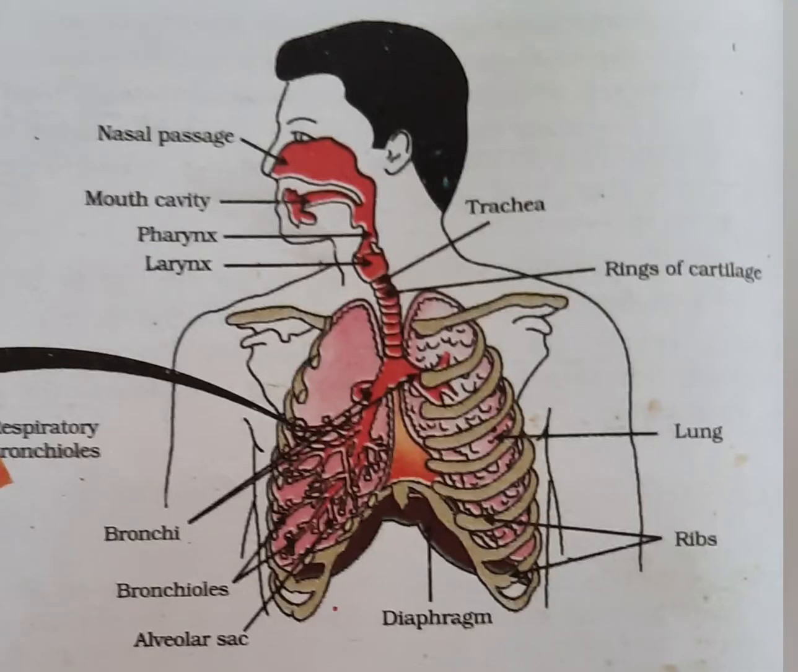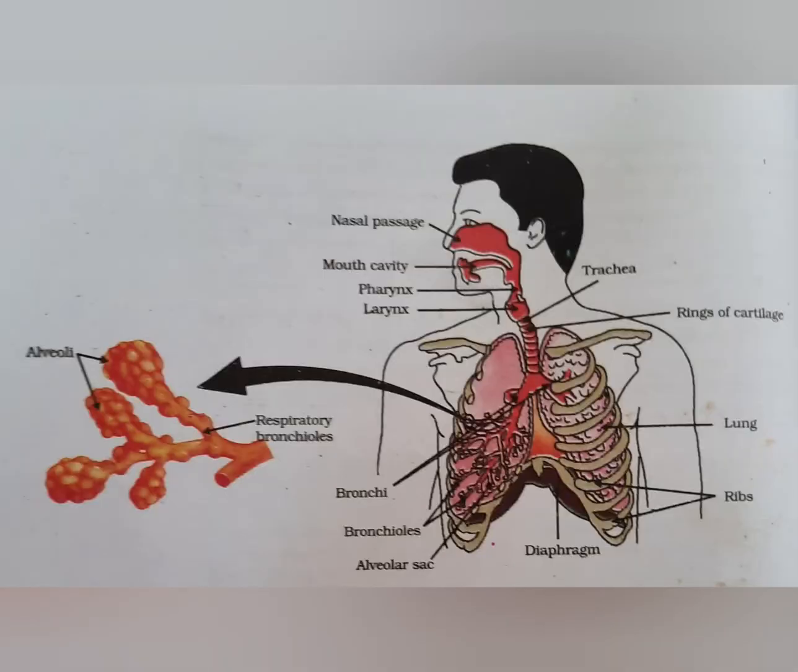This is the human respiratory system. You're seeing the diagram where the respiratory pathway starts from the nasal passage, from the nose. Then it enters the nasal cavity, then the pharynx, larynx and trachea. In the trachea, we find C-shaped rings made up of cartilage. The air passes through the trachea and then enters the bronchi.